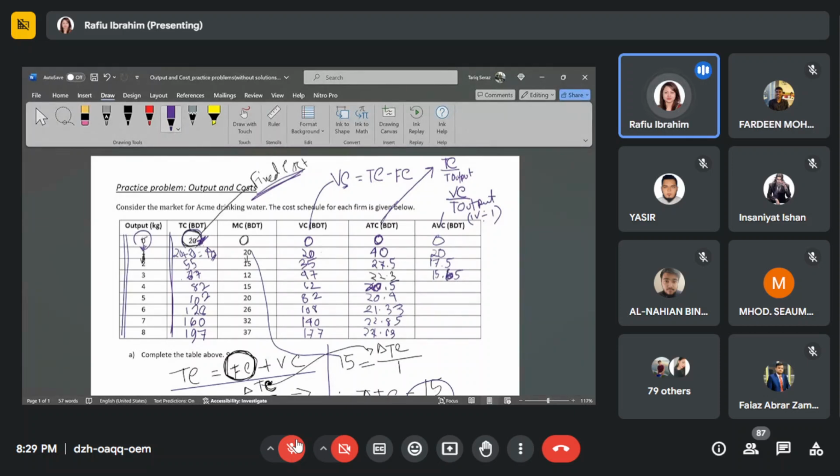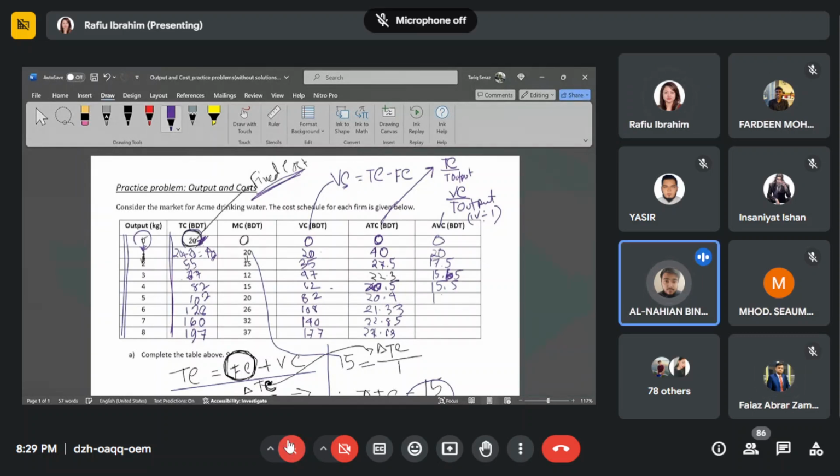Then 15.54. No, it's 62/4. Yes, ma'am, 15.5. That's going to be 15.5. Then 16.33, maybe 16.4.